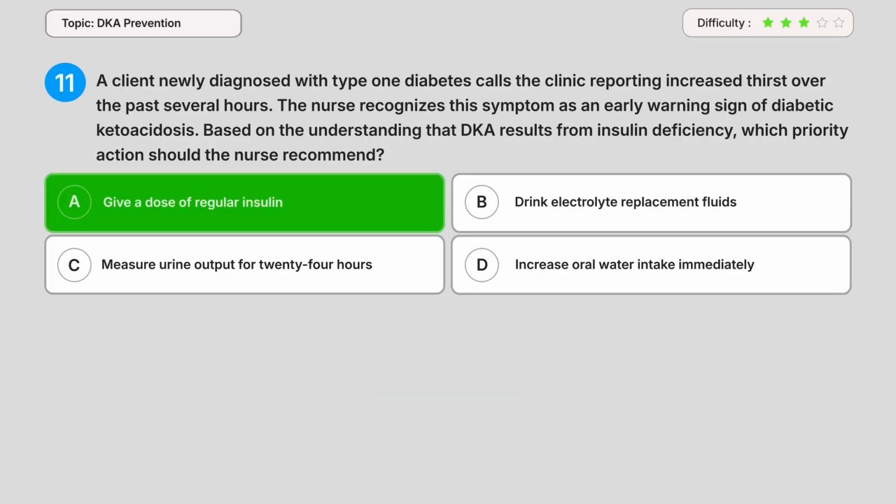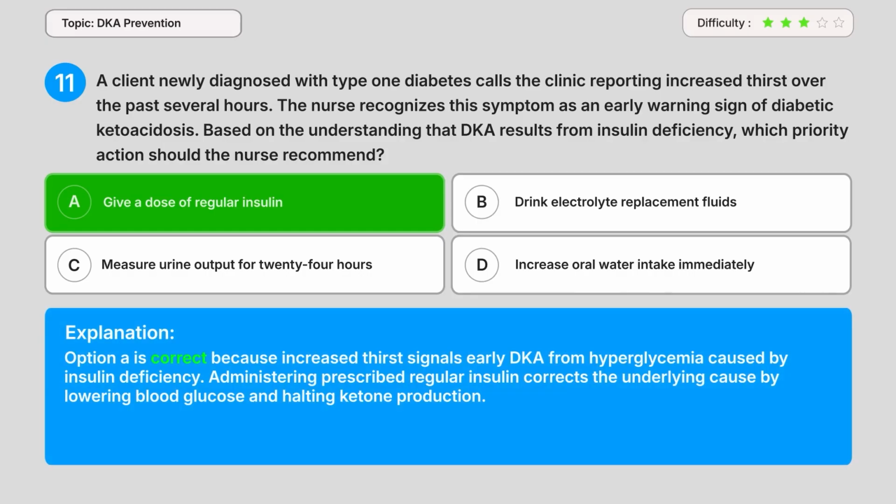Correct answer. A. Give a dose of regular insulin. Explanation. Option A is correct because increased thirst signals early DKA from hyperglycemia caused by insulin deficiency. Administering prescribed regular insulin corrects the underlying cause by lowering blood glucose and halting ketone production.